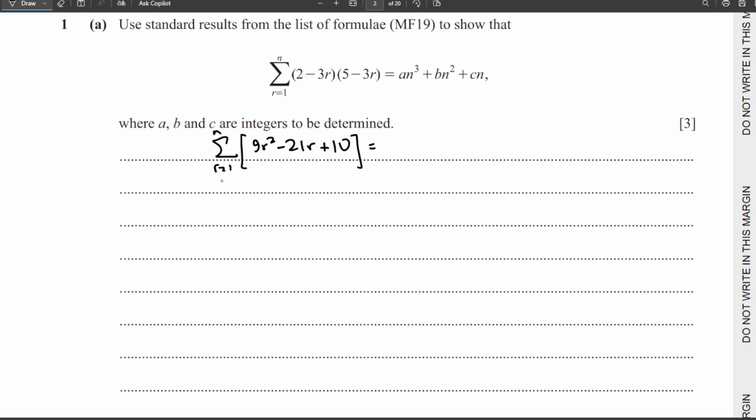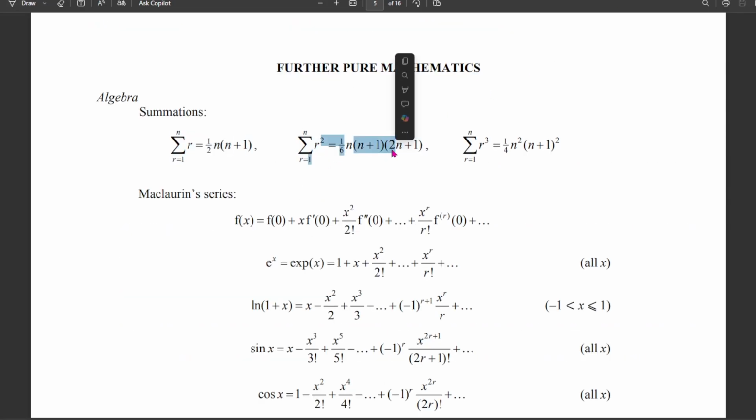Let's say you have r equals 1 to 2, but the 10 is just there. So you sum 2 times, you get 2 times 10. So if summing n times, you just get 10n. And since the summation operation is linear, we can just add everything together. So I'll go ahead and add the r squared first.